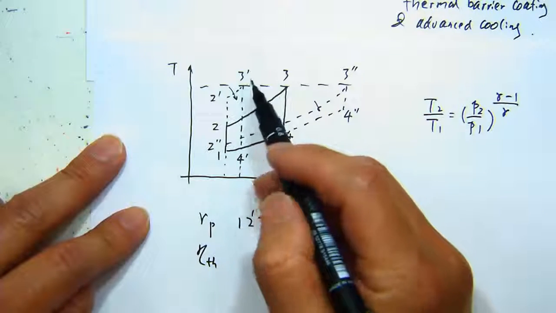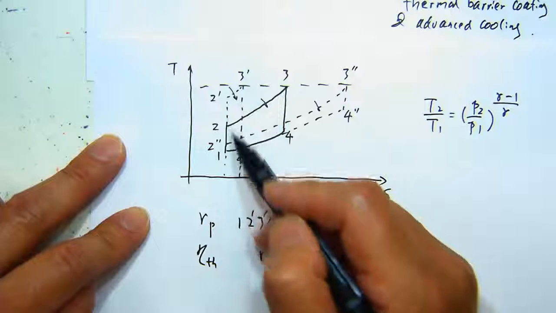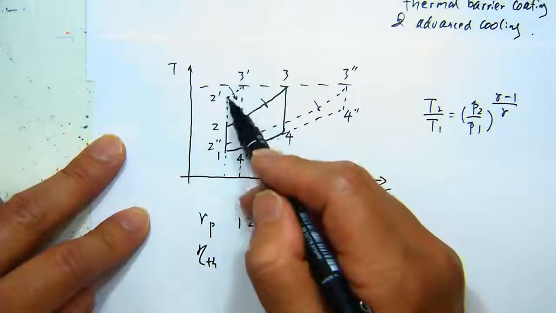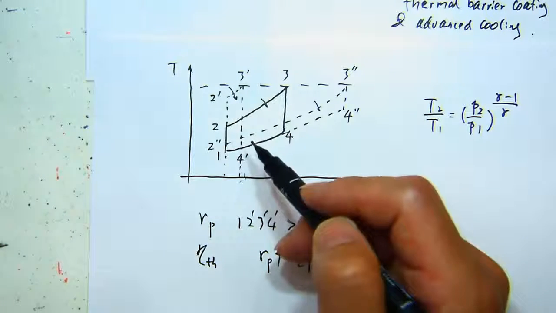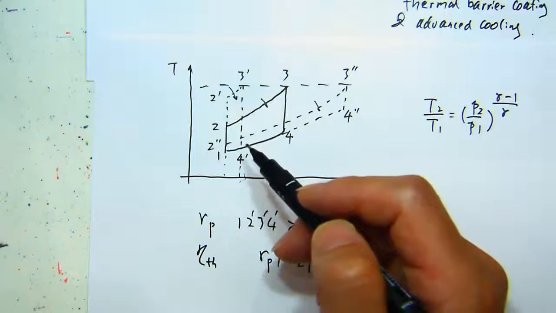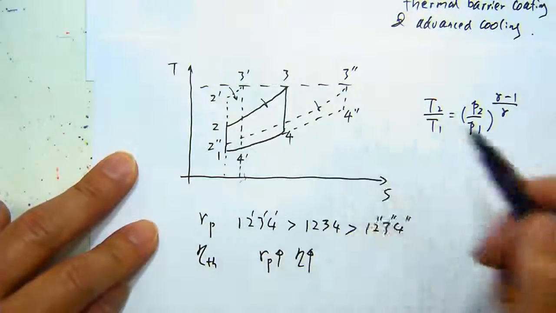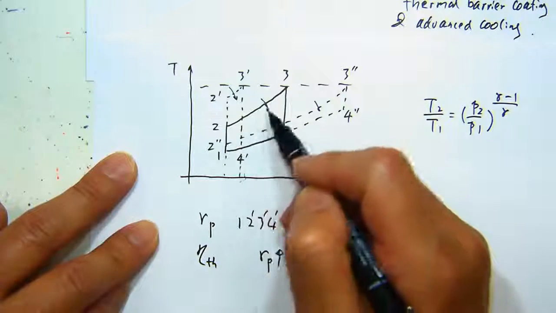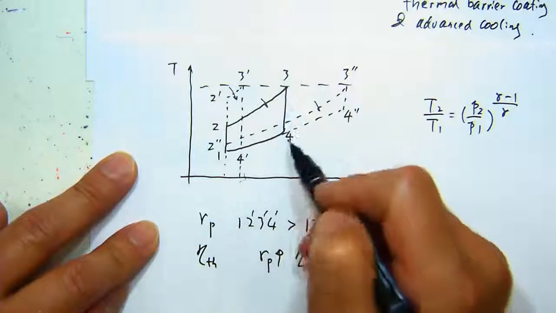So if you can tell this work area in terms of fraction accounts for a larger fraction of the total area underneath this curve, then you should have a more efficient cycle. Is that clear? So let's pick this one. This is 1, 2, 3, 4. That's the area.